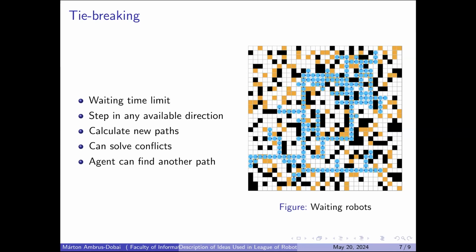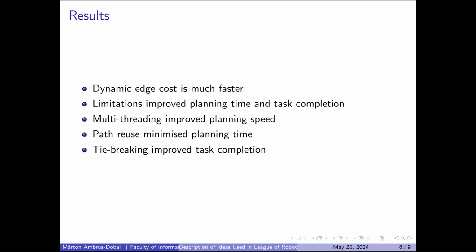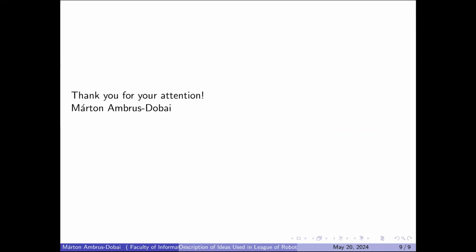And I implemented this idea as I count the waiting time for the agents, and if it reaches a limit, they step in every available direction next to them and calculate a new path, which is hopefully better than the previous one. And these ideas were slowly improving my results, and in the last attempt I reached the 5th place in the competition. And I thank you for your attention, and sorry for my technical problems.